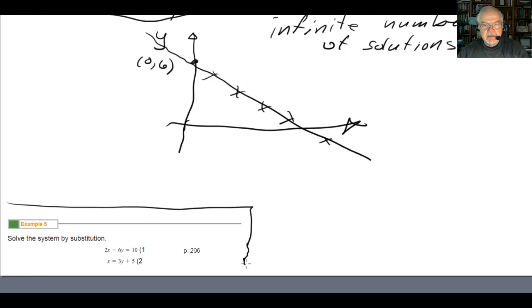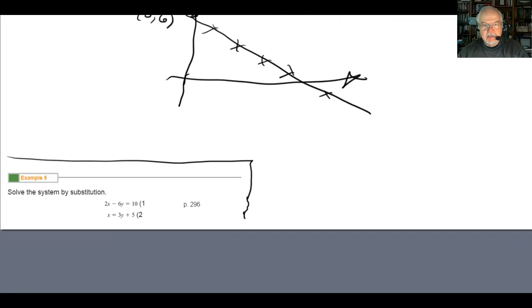Okay, you know the drill. Time to test yourself, see if you actually know how to do this. This is another system of equations which I think you'll find is the same special case. It's on page 296. Give it a try. Good luck.